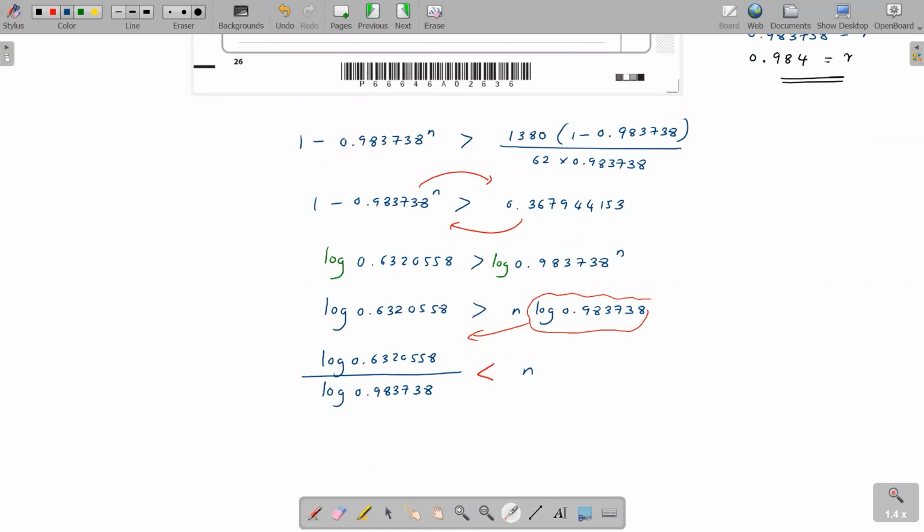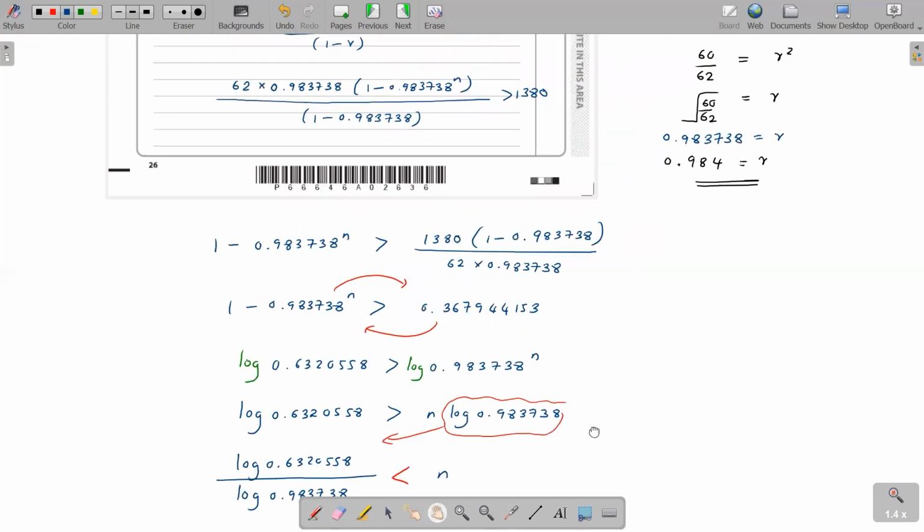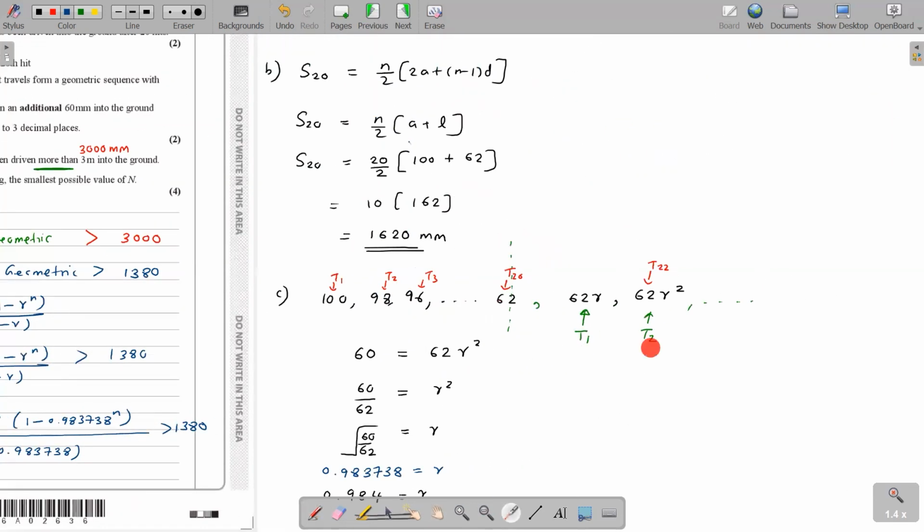So now type these two values in the calculator and I know how much n is. N is greater than 27.9816. So what's the first n value that I need to take here? N greater than 27.9816. They want the exact value, the hit. So n greater than 27.9816 means the first n value we need to take here is 28, which means I take 28 terms from this geometric sequence.